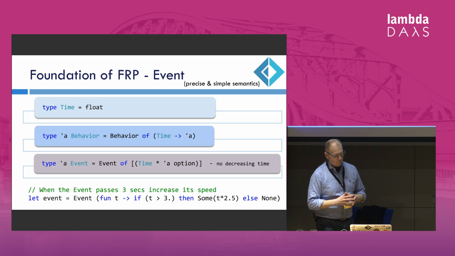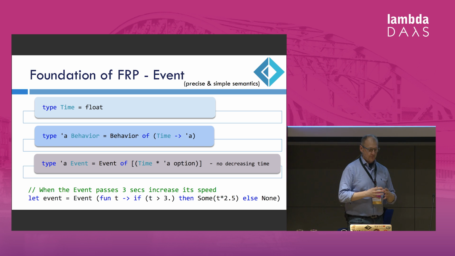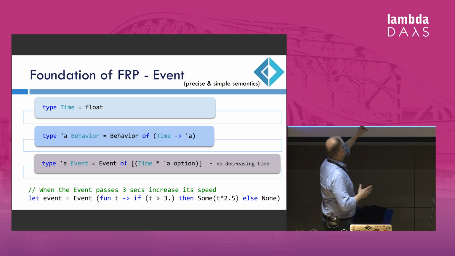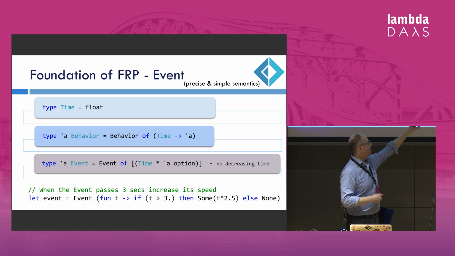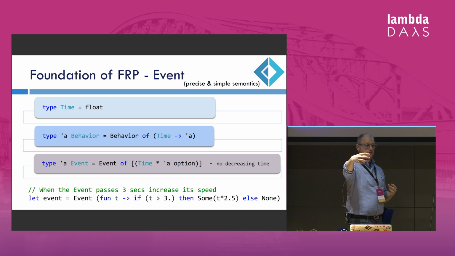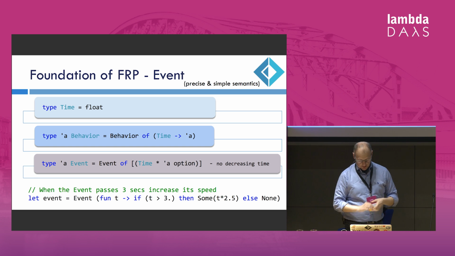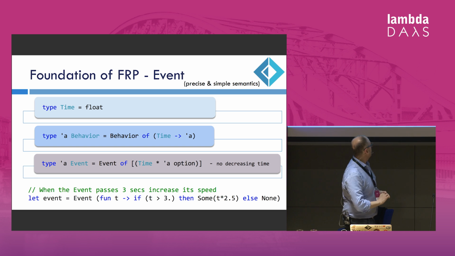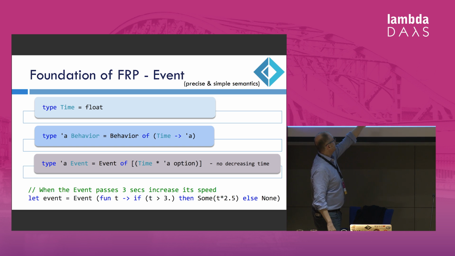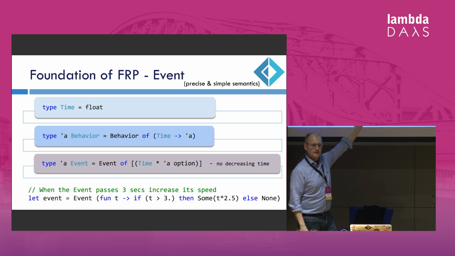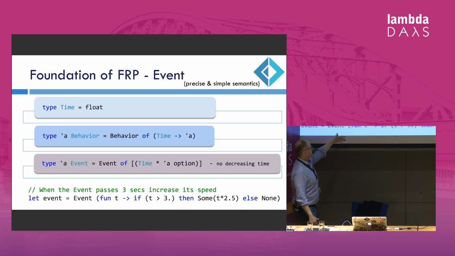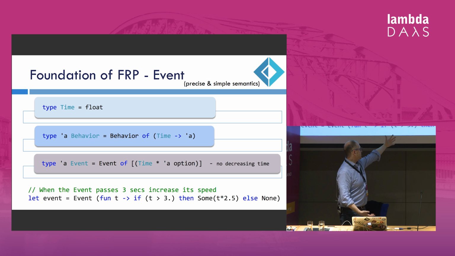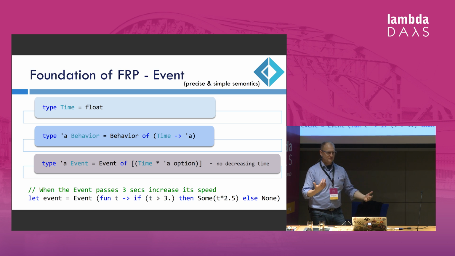An event is a polymorphic type that can have a value or not, and it is discrete. And it is represented as a time-ordered sequence of time-value pairs. And the time is monotonically non-decreasing because, of course, time is continuous, right? So for each value, there is a specific timestamp, right, which represents the time when the event occurs. And here I can represent an event that, for instance, fires after 3 seconds and increases the speed to 2.5.